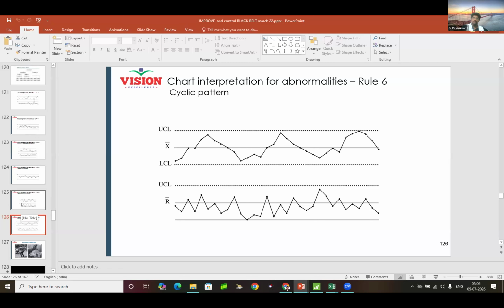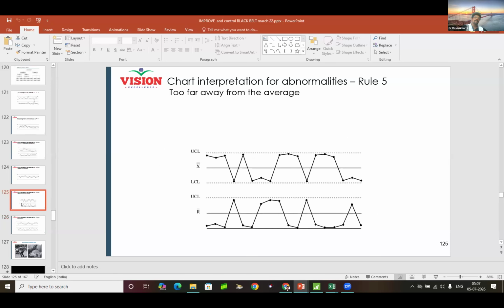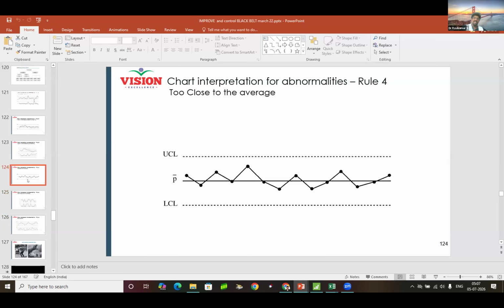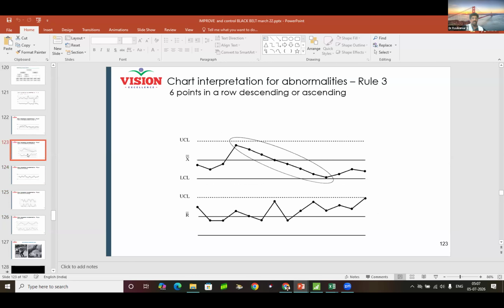it is your responsibility to be suspicious about the particular data and verify its credibility and reliability. If the data is reliable and the chart really occurs like this, then obviously you can leave it. No problem. So this is how you generate the P chart, guys.